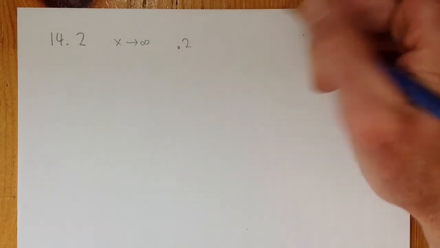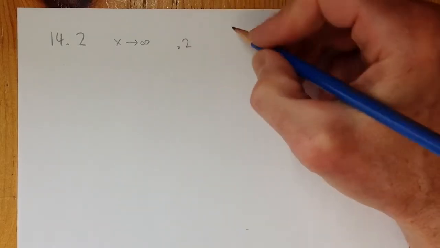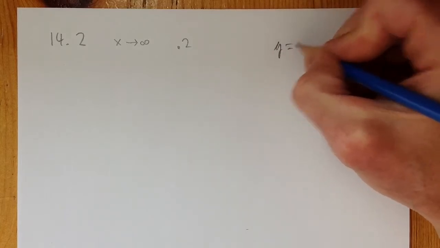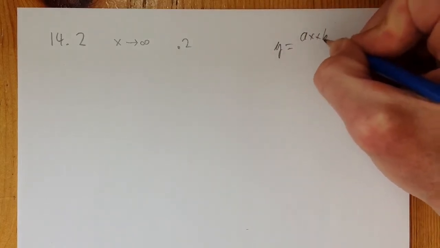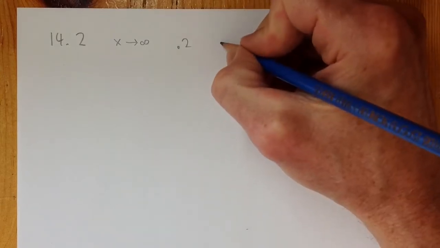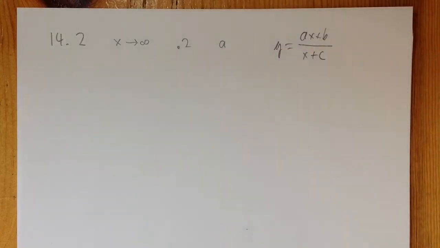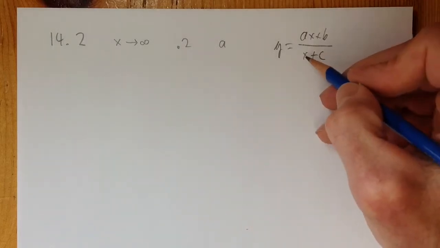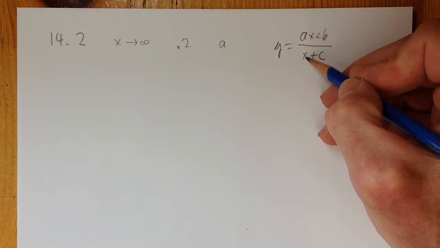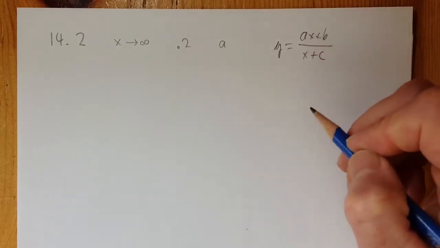And so we know that the horizontal asymptote is A, because we're going to model this thing as y equals ax plus b over x plus c. So our horizontal asymptote A is 0.2. Because again, as x gets really big, b and c don't matter, and x divided by x cancels, and we get A left. That's how that works.